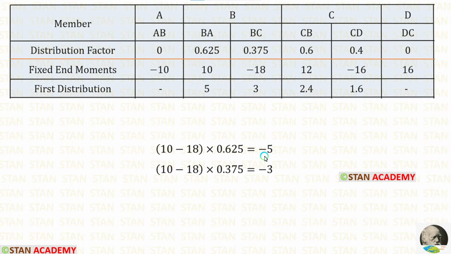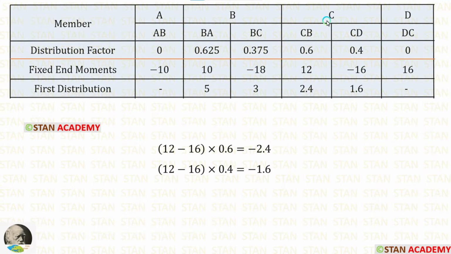Right now, we have got a negative value, so we are entering inside the table as positive. Now, let us do the distribution for BC. For that, we have to add these two values, then multiply with the distribution factor at BC. When we do that, here also we are getting negative value, so we are entering inside the table as positive.